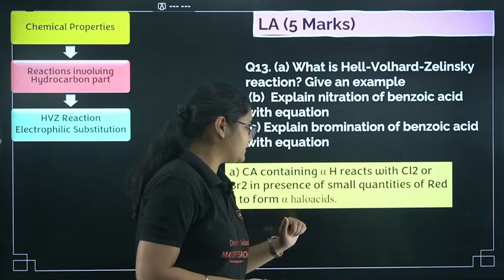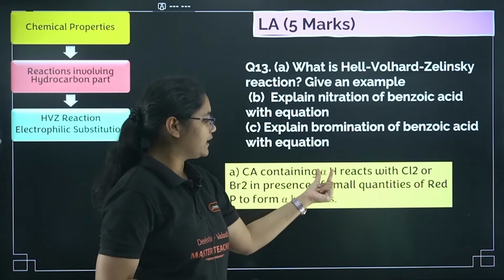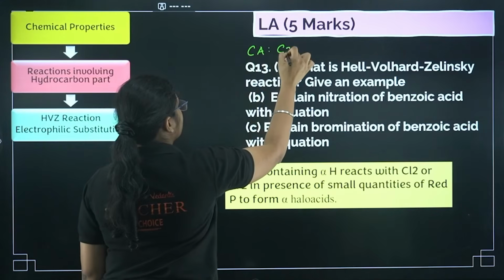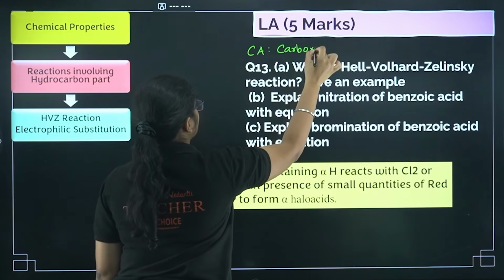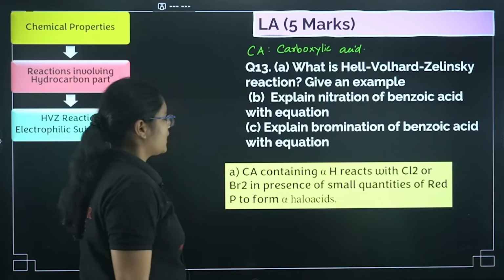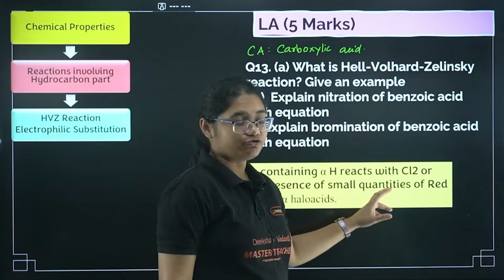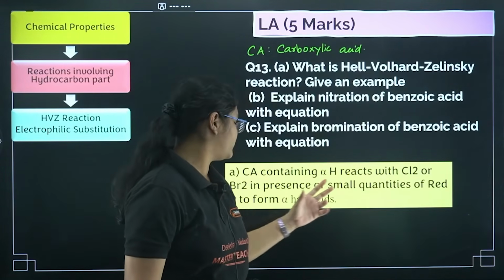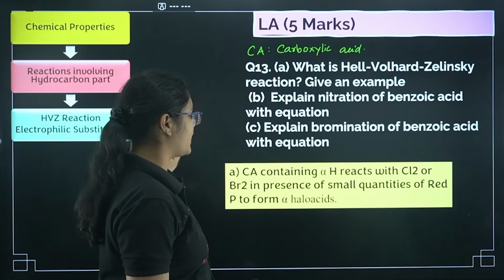So what is HVZ reaction? Carboxylic acid containing alpha. So let me just give a disclaimer here. Wherever I am using Ca, it stands for carboxylic acid. Okay, fine. Carboxylic acid containing alpha hydrogen reacts with chlorine or bromine in presence of small quantities of red phosphorus to form alpha halo acids.